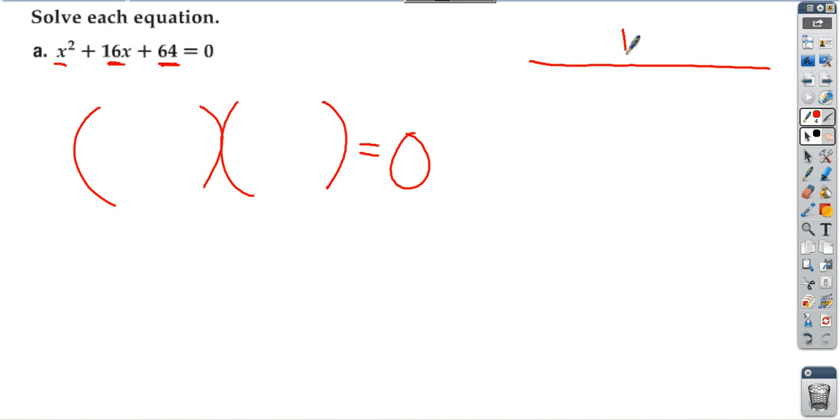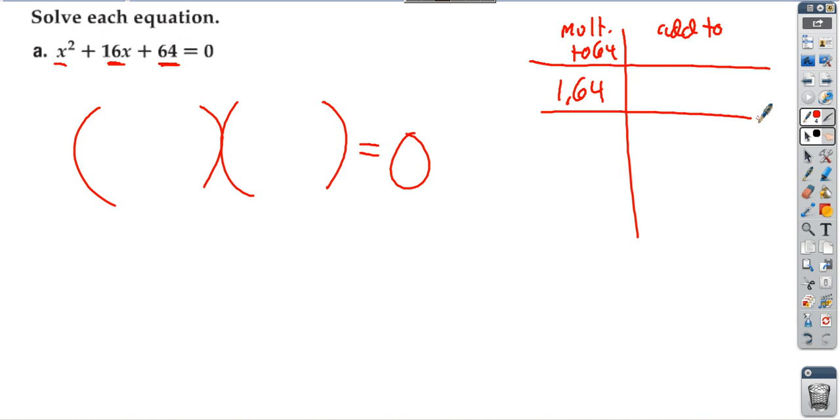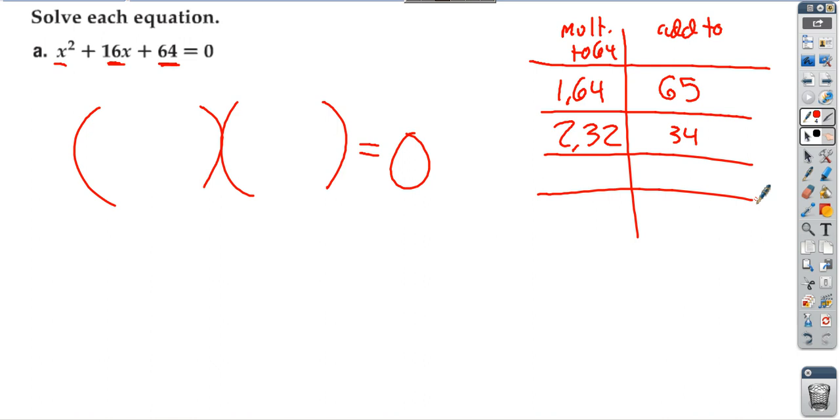If you're not sure, what you can do is make a table and just list out the numbers that multiply to 64 and see what they add up to. So the first numbers are 1 times 64. 1 plus 64 is 65. That doesn't work. 2 times 32 multiplies to 64 but adds to 34. We don't want that. 3 doesn't go into 64. 4 times 16 equals 64. When we add 4 and 16, we get 20.